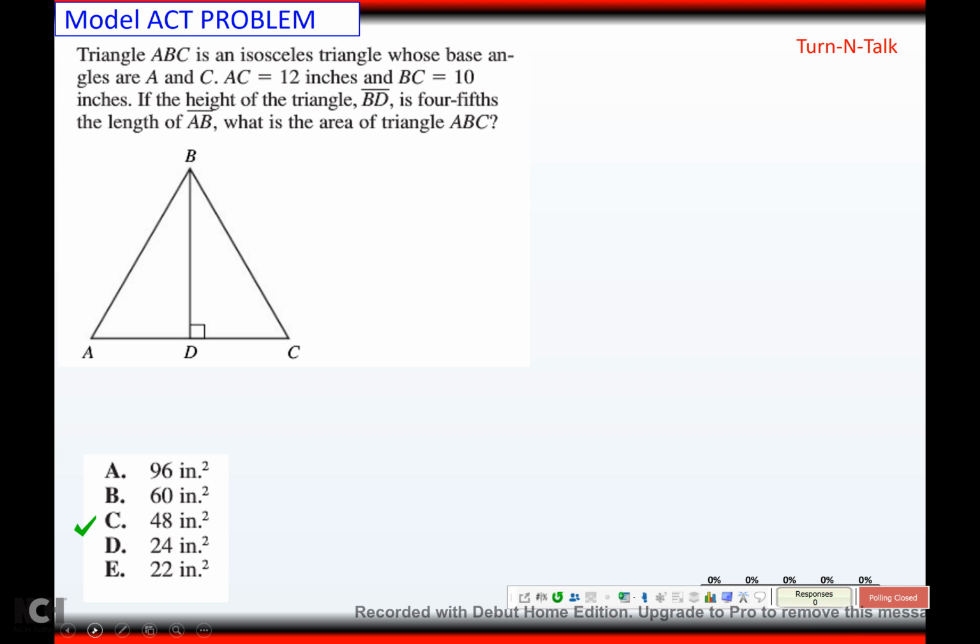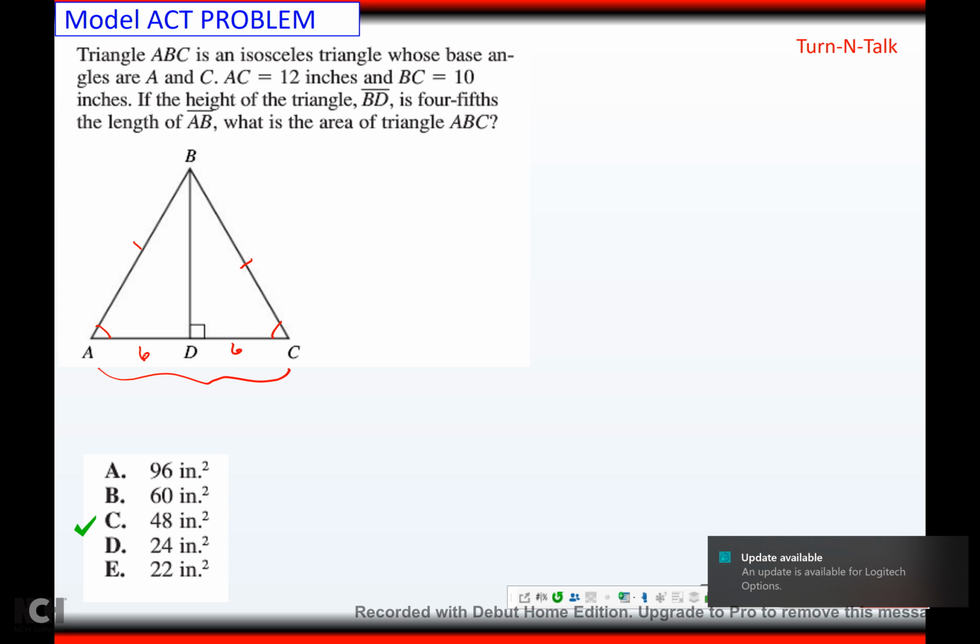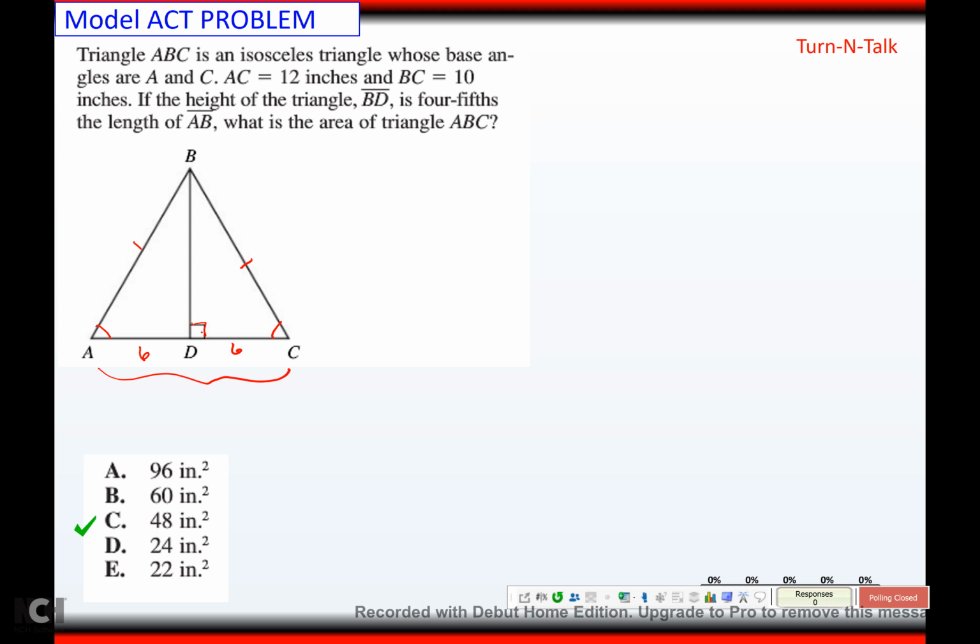And hopefully you got 48 inches squared. Okay, it says triangle ABC is an isosceles triangle. So that means the base angles are equal and those sides are equal. Whose base angles are A and C. AC equals 12, which means each of these are 6, because in an isosceles triangle, if you connect the vertex to the base perpendicular, it becomes a bisector.